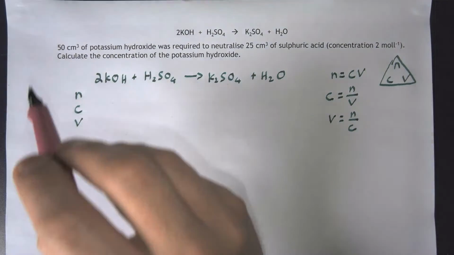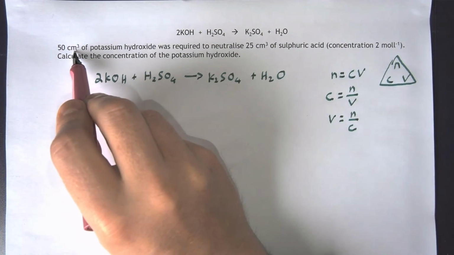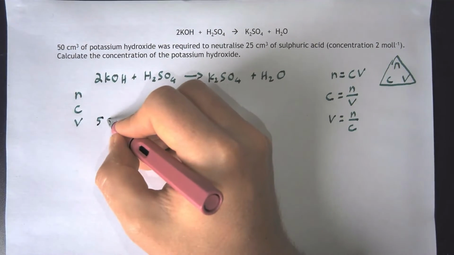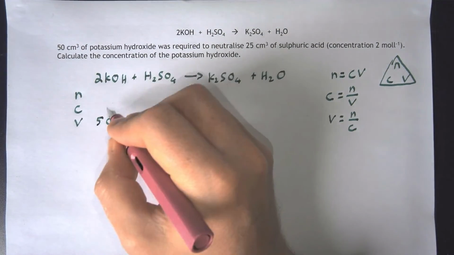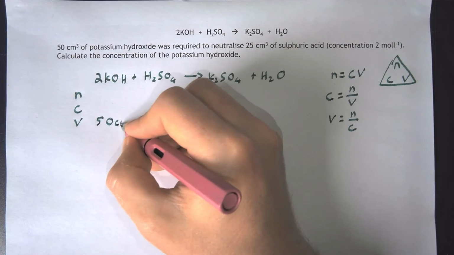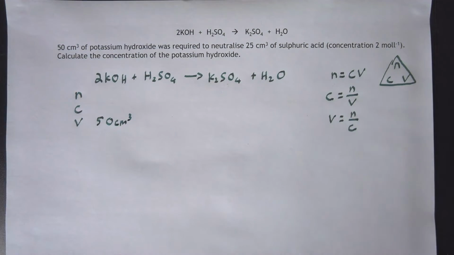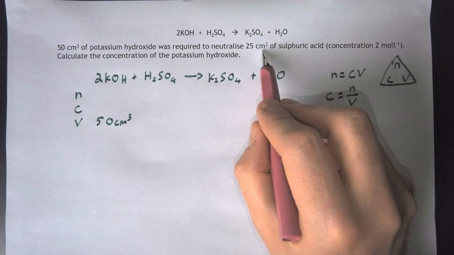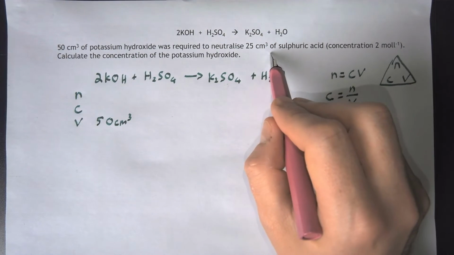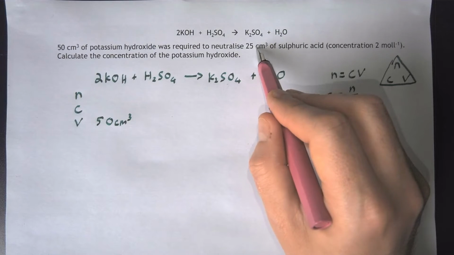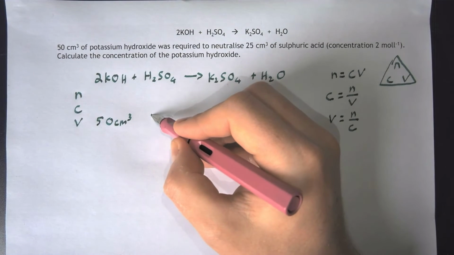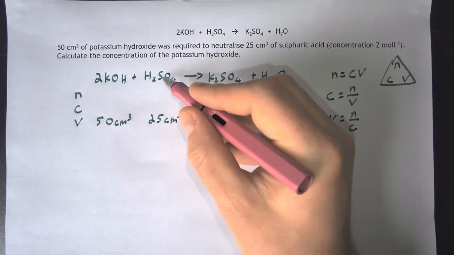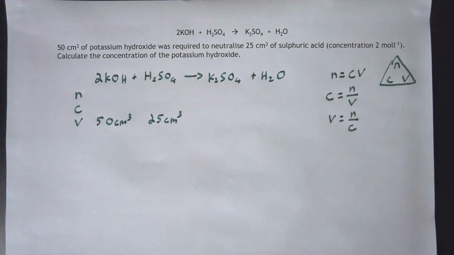That is a volume. I know it's a volume because it has a volume unit on it. That's the cubic centimetres there. So I'm going to write 50 on the volume line under the potassium hydroxide, and just to keep it nice, I'm going to stick in the units as well. I also know that I've got 25 cubic centimetres of sulfuric acid. That is also a volume. I know it's a volume because it's got a volume unit on it. So that is 25 cubic centimetres of sulfuric acid, which is this thing here. And again, that's on the volume line.